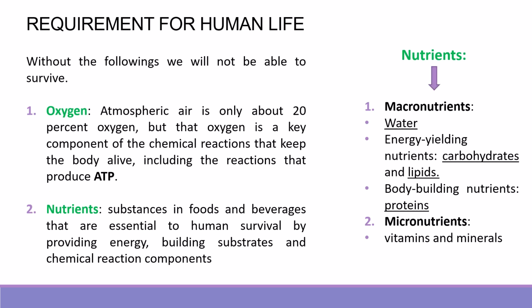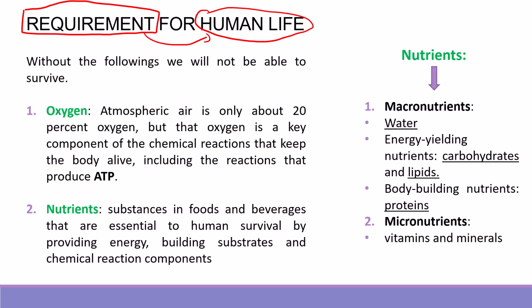Now, let's review the requirements for human life. These are the ones that students sometimes confuse with the functions of human life. These ones are requirements for human life. That means that we have to have these four things in order to survive in the environment. Without the following, we will not be able to survive. That's why they're called requirements.